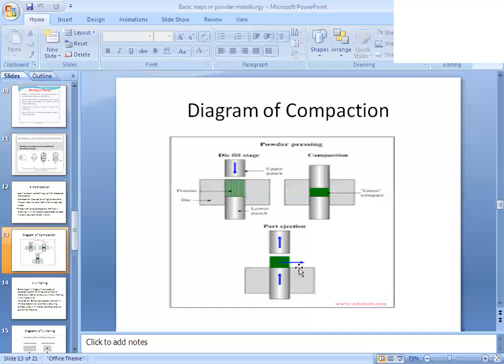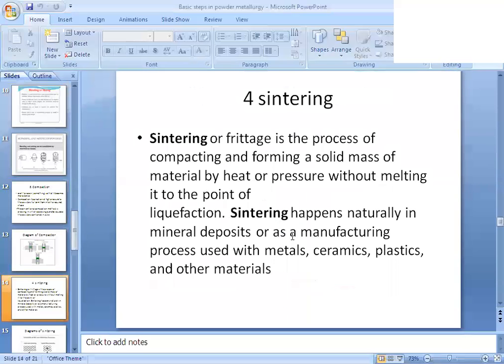I hope you understand. It is a very simple and easy concept, not difficult. We don't need to worry much about the compaction concept. Okay, so we will go directly to the next topic, which is sintering. It's very interesting and very important, sintering. Many of them are not understanding.